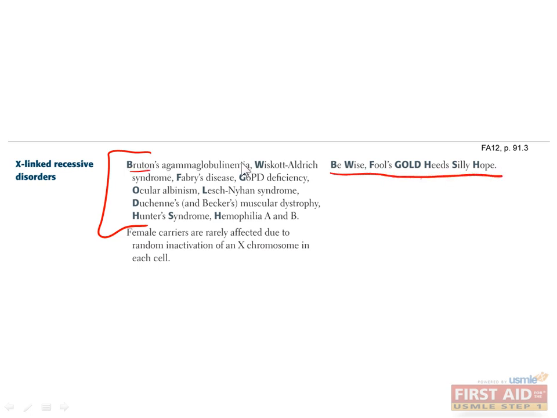A-gamma globulinemia, Wiskott-Aldrich syndrome, Fabry's disease, G6PD deficiency, ocular albinism, Lesch-Nyhan syndrome, Duchenne's and Becker's muscular dystrophy, Hunter's syndrome, and hemophilia type A and B. Again, these diseases will be covered in more depth in other places, but using this list and this mnemonic can help you remember which diseases are X-linked recessive.